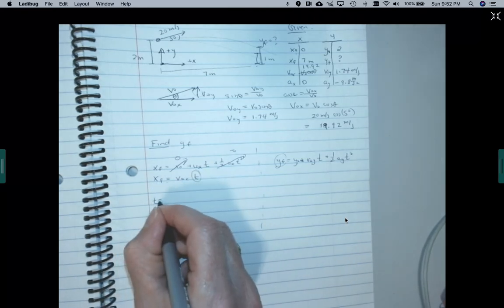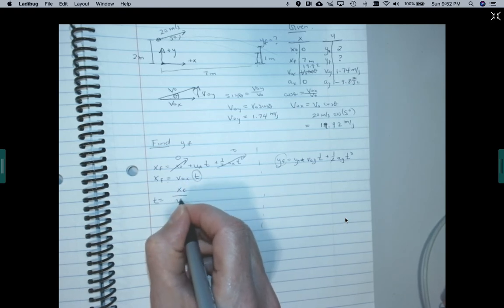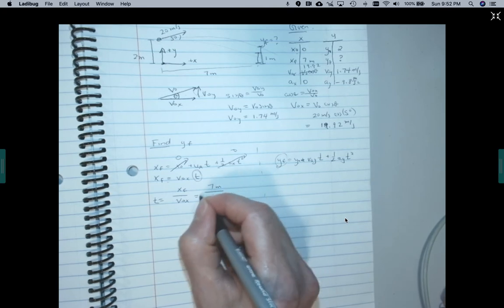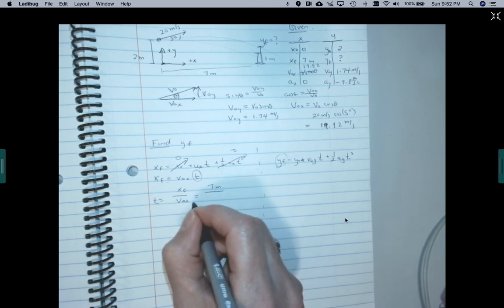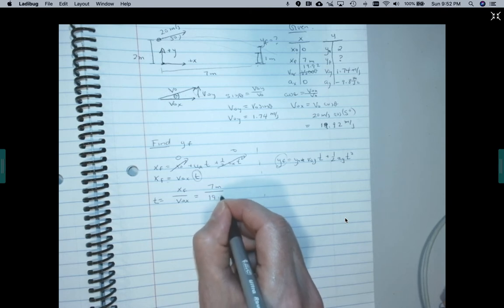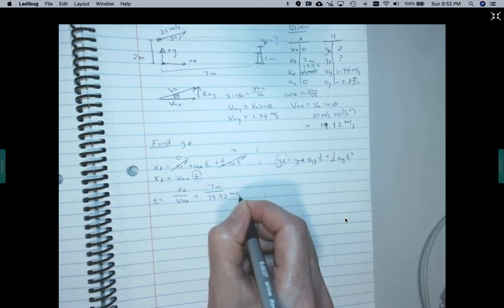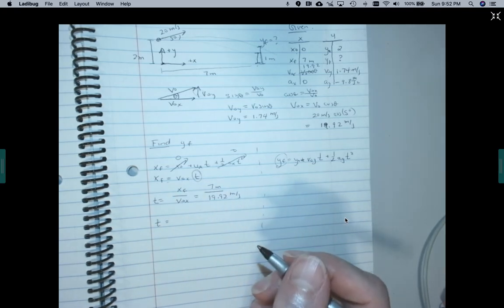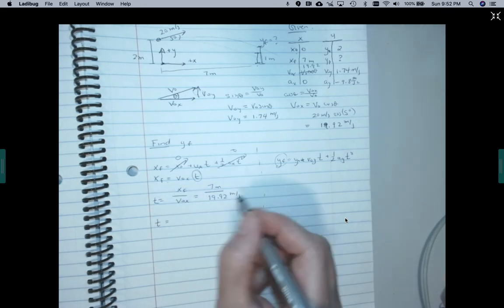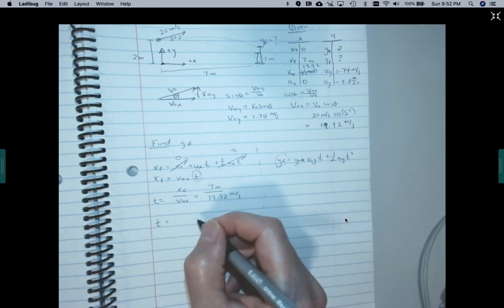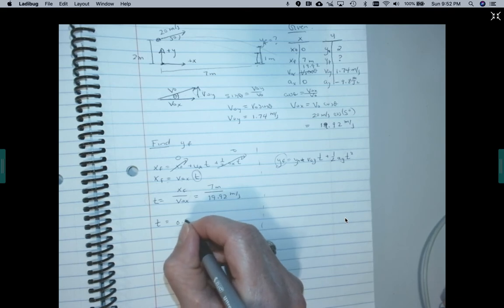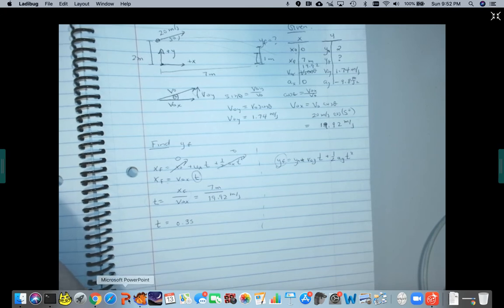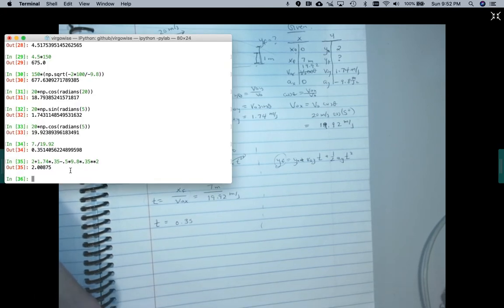So t equals x final over v0x, and that is 7 meters over v0x, which is 19.92 meters per second. Sometimes I'll leave this as a variable and plug in, but it's a little complicated, so let's just solve for time. I got 0.35 seconds. Let me see if I can get one more significant figure: 0.351, okay.